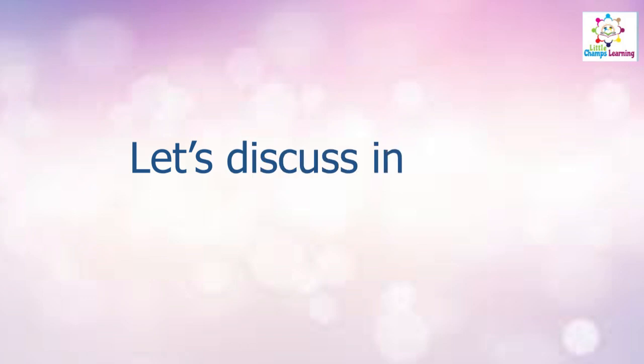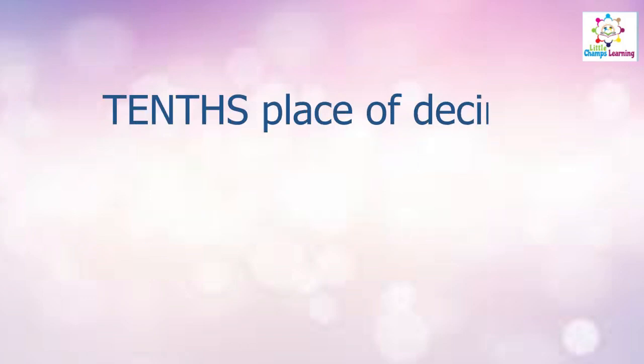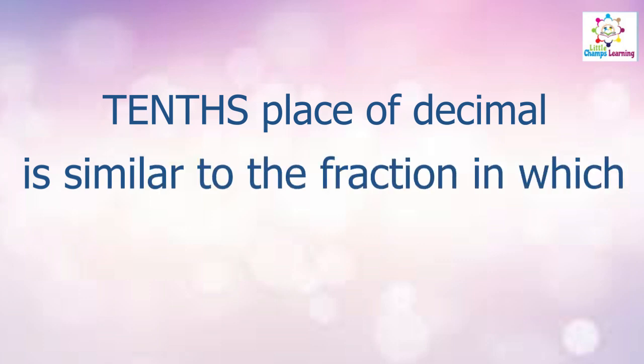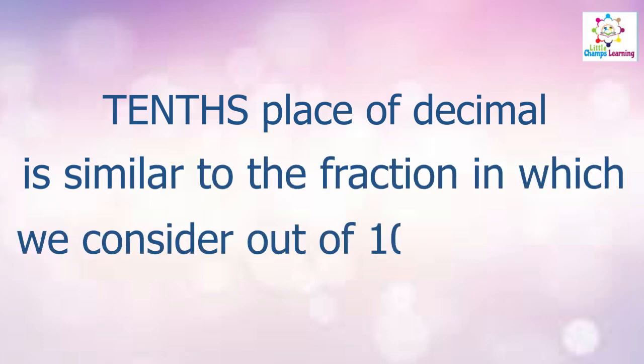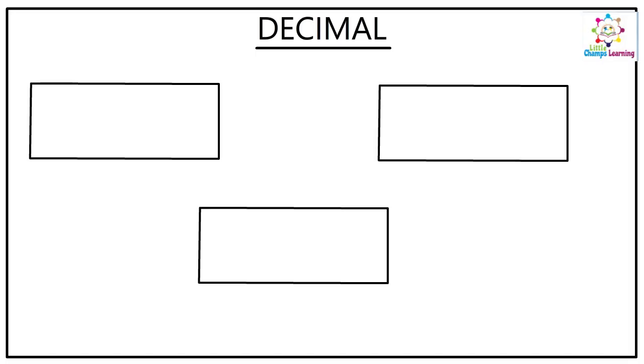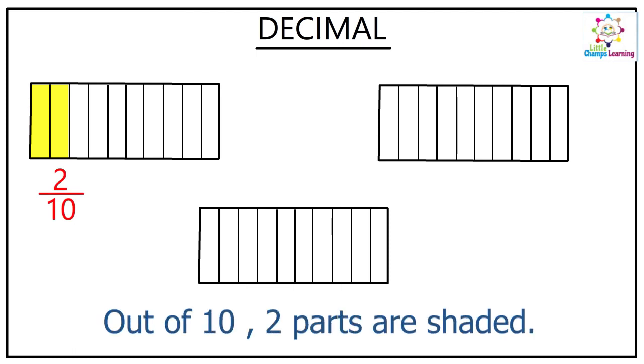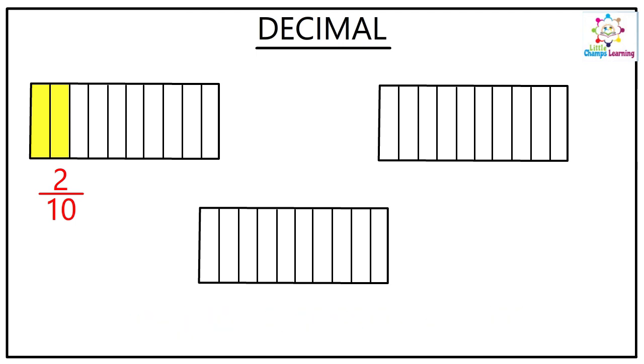Let's discuss the tenths place in brief. The tenths place of a decimal is similar to the fraction in which we consider parts out of 10 equal parts. Let us understand it with this given figure. Each of the rectangles has been divided into 10 equal parts. Now let's see how many parts are shaded. In the first we have 2 over 10, that is, out of 10, 2 parts are shaded. So in fraction we will write 2 over 10.